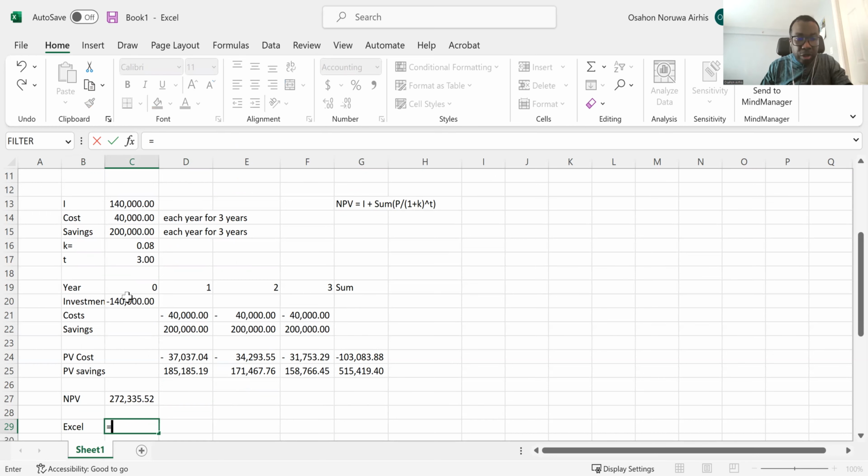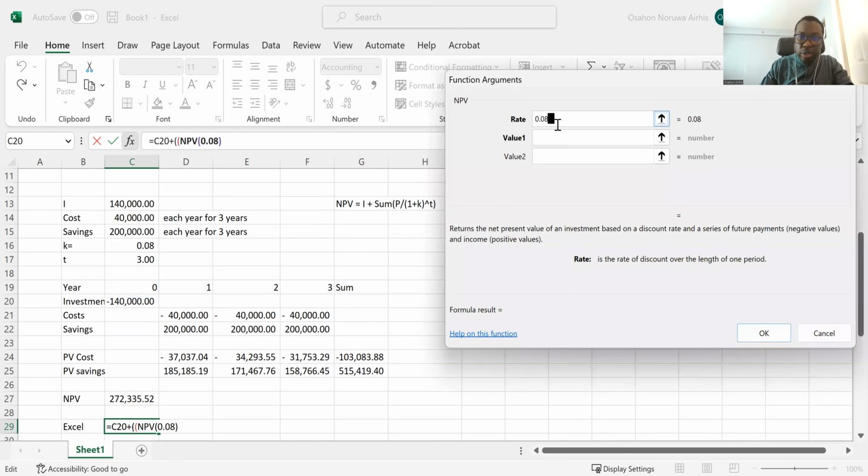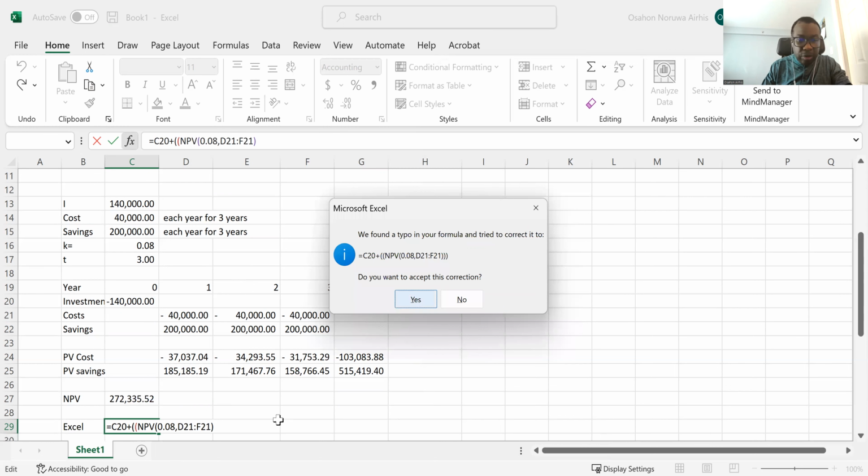equal to this amount plus, let's open a bracket. Let's open a double bracket. This amount plus NPV, the rate is 0.08. The value is this first one. Enter. Good, go ahead.